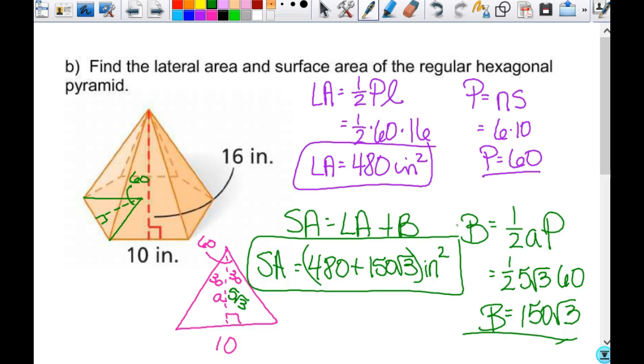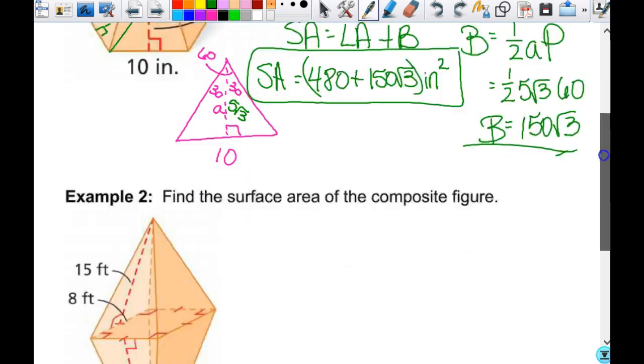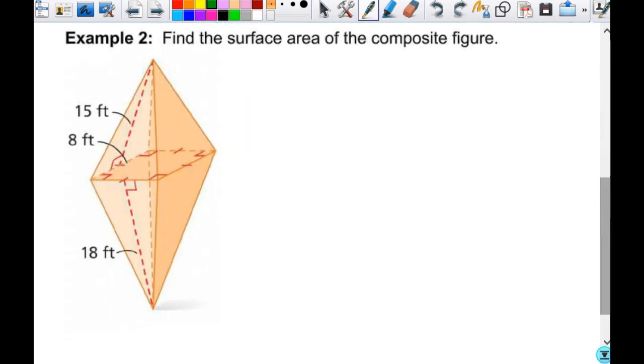Yes? All right. So while I pass out the homework, I want you to look at the next question, and I want you to come up with a plan for the surface area. Come up with a plan for that while I pass out the homework, and then we'll talk about what our plans are.